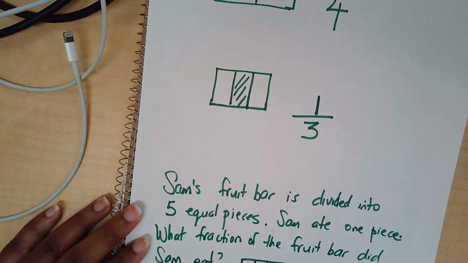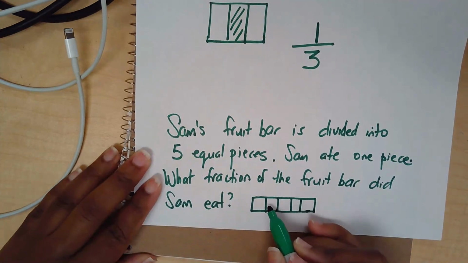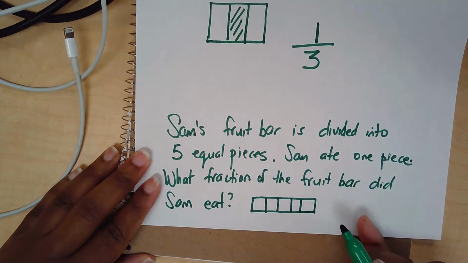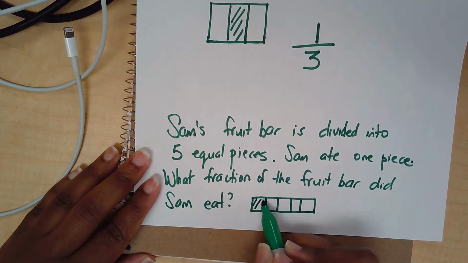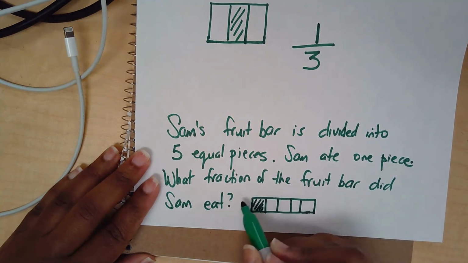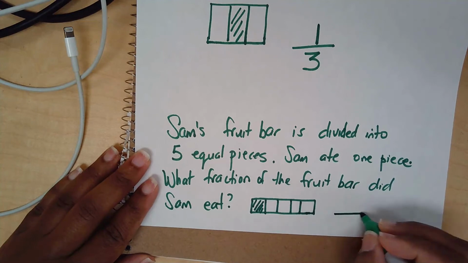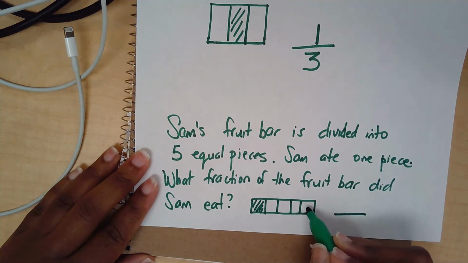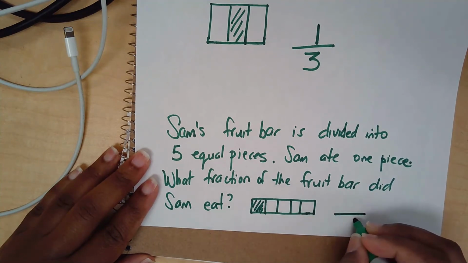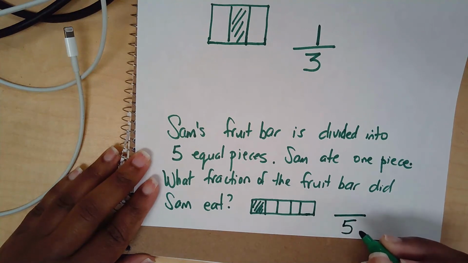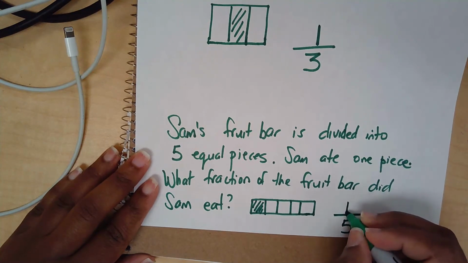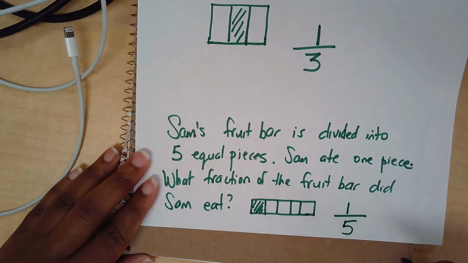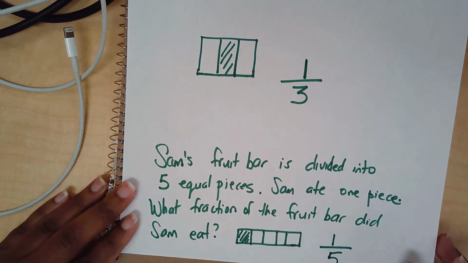So 5 pieces equally, 1, 2, 3, 4, 5, and Sam ate 1 piece. Now, just like above, we have to find the denominator, which is the whole, 1, 2, 3, 4, 5. And how many pieces did Sam eat out of the 5? 1. So this would be the unit fraction for Sam's fruit bar.